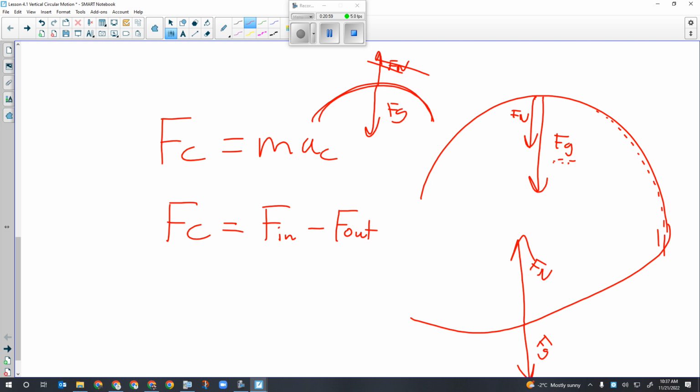If I'm just standing on the top of a circle, the normal force and the force of gravity are equal. But as soon as I start running or moving, I get inertia that wants me to go that way, okay? Which takes away some of that normal force that I would feel, and I feel a little bit lighter every time I go over the top.